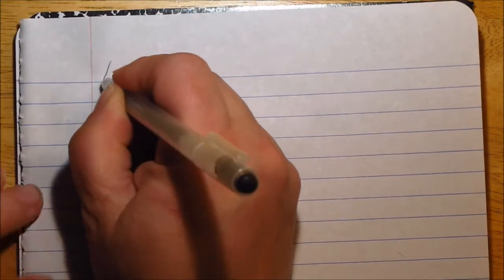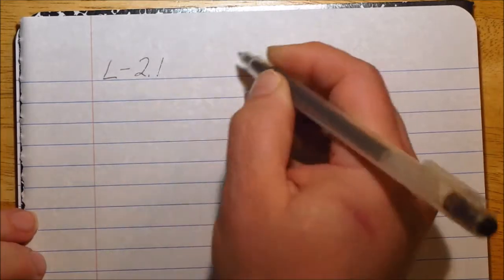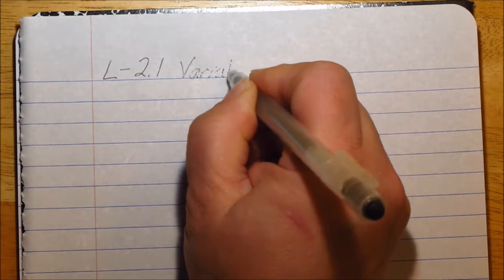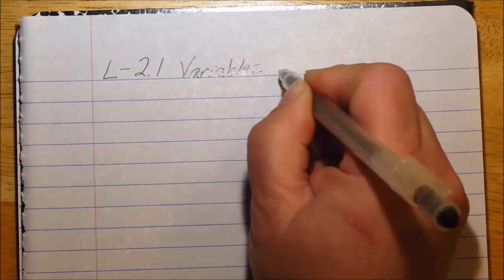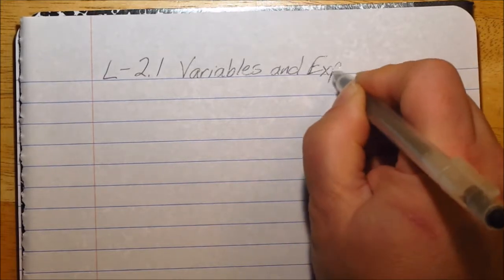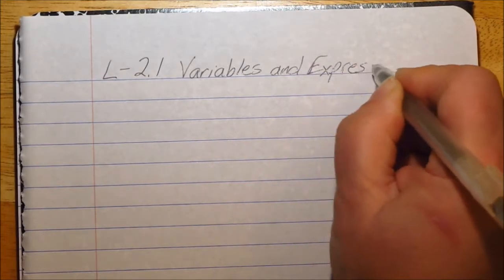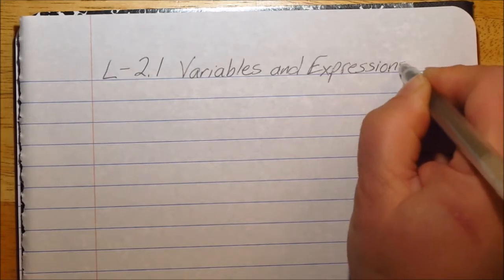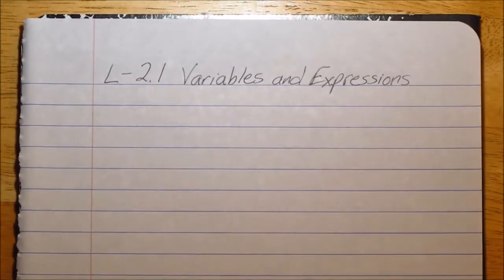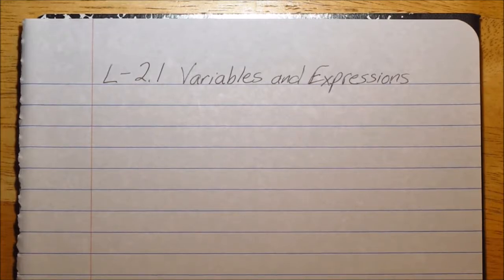This is lesson 2.1 out of the Introduction to Algebra book. Lesson 2.1 has the title Variables and Expressions. So here's where we get our first introduction into what most students think of as true algebra, when we start using those letters mixed with the numbers, and you wonder, what is that all about? And we'll start getting a peek at that today.